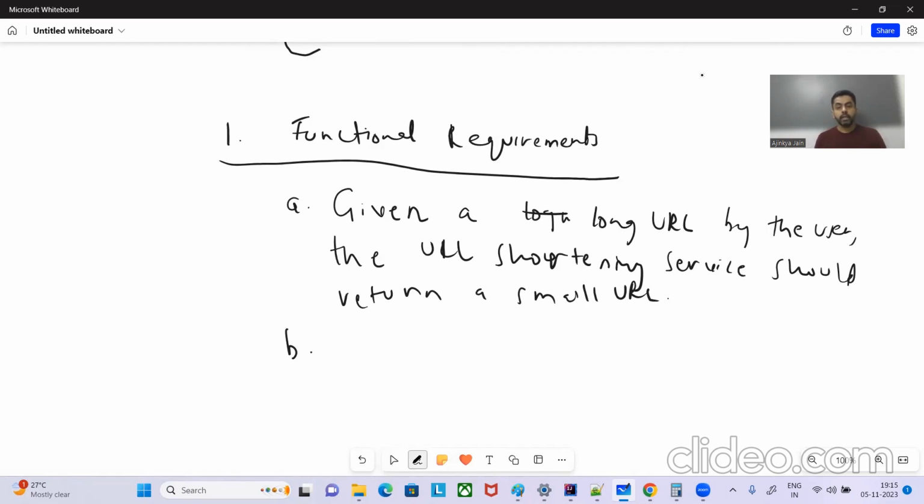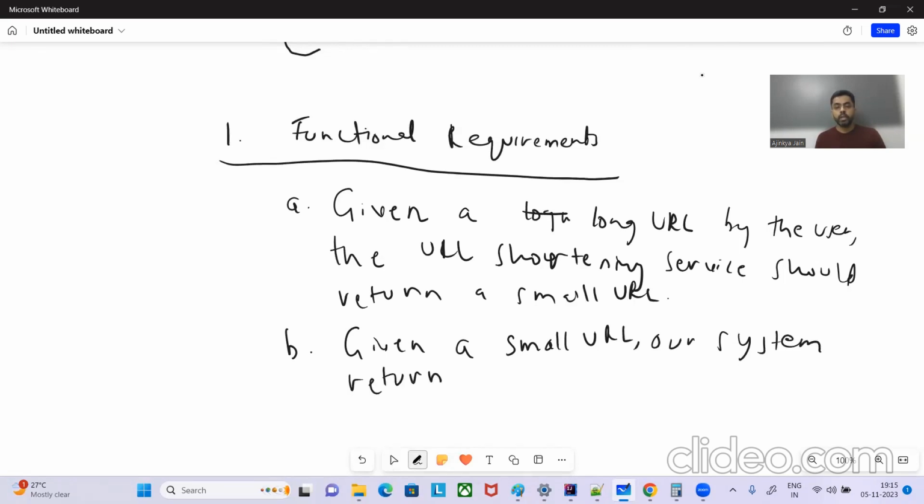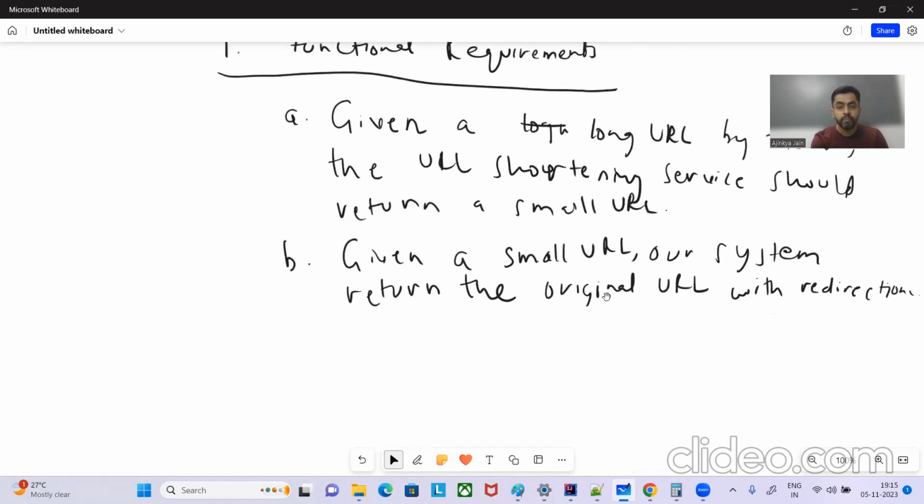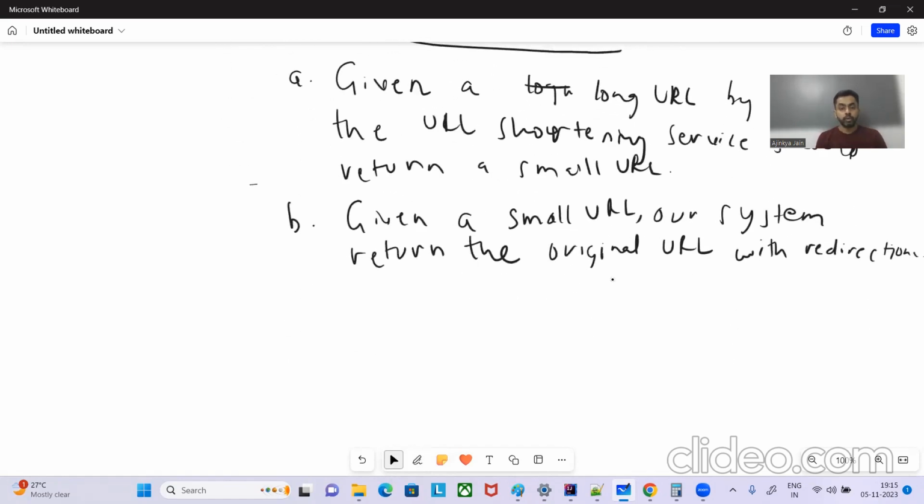Second, given a tiny URL which was already created by our system, a small URL basically, our system should return the original URL to the user with redirection to the original URL page. So these are the two main functional requirements which our system should provide.